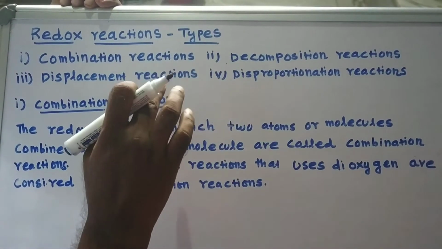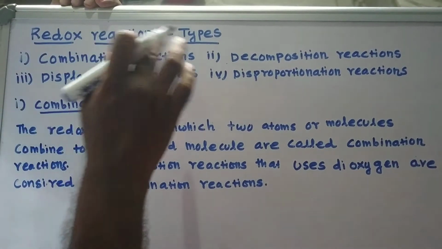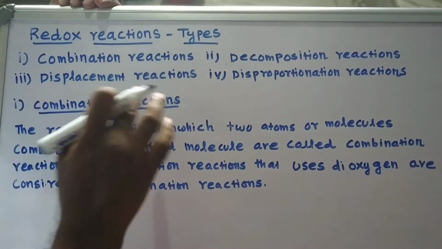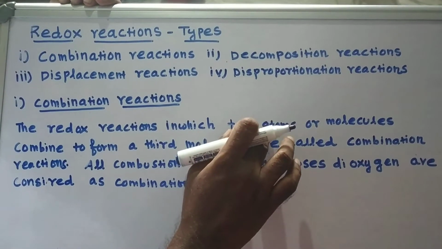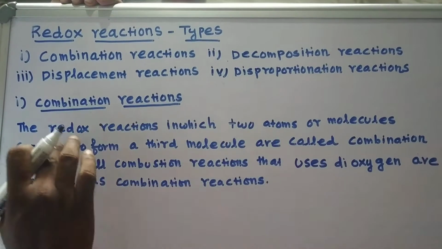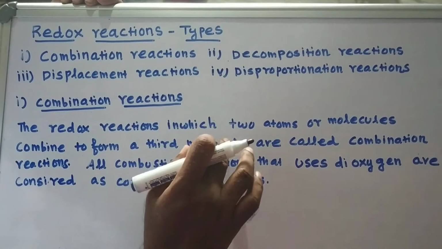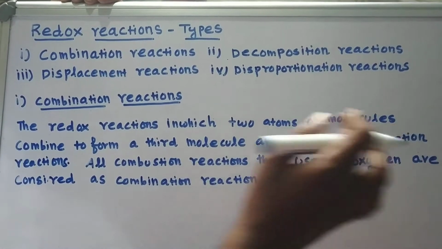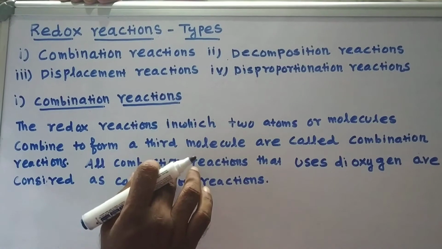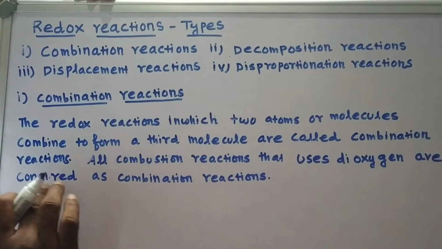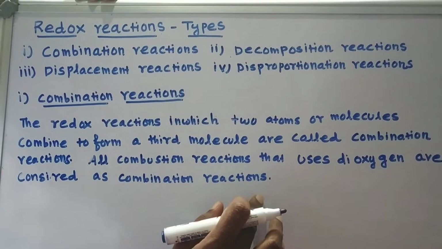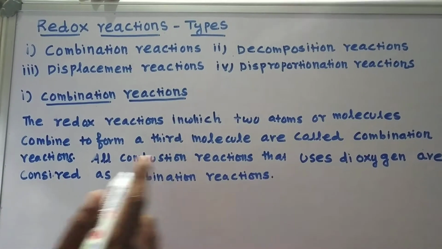Okay, first of all, we are going to see combination reactions. Combination reactions are the redox reactions in which two atoms or molecules combine to form a third molecule. All combustion reactions that use dioxygen are considered combination reactions. Now we are going to see the examples.